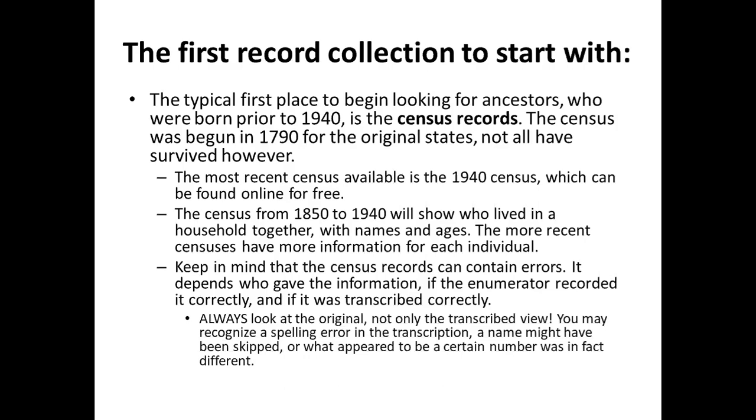Keep in mind that the census records can contain errors, and that kind of goes without saying. Almost any record can contain an error. It depends who gave the information, if the enumerator recorded it correctly, and if it was transcribed correctly. Always look at the original, not only the transcribed view. You may recognize a spelling error in the transcription. A name might have been skipped over, or what appeared to be a certain number was in fact different.